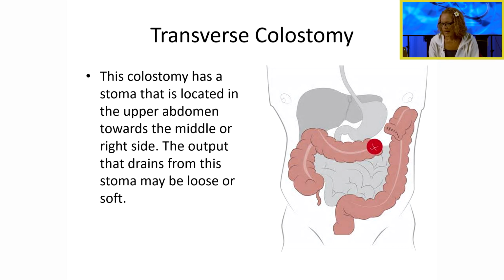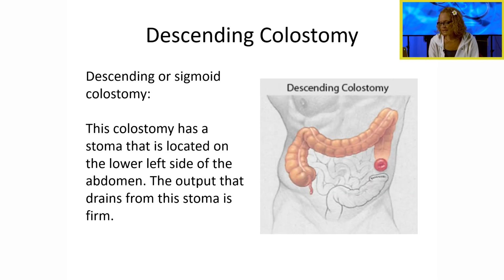In a transverse, you're going to have a stoma located in the upper abdomen towards the middle or right side. And the output that comes out of this stoma is going to be loose or soft, in other words, a little more formed than what you would get with an ascending colostomy. In a descending colostomy, now remember, this is going to be located on the lower left side of the abdomen, and you're going to have a stool that is much more formed at this point. So the stool that's going to come out of the descending colostomy is going to be more formed and more solid.